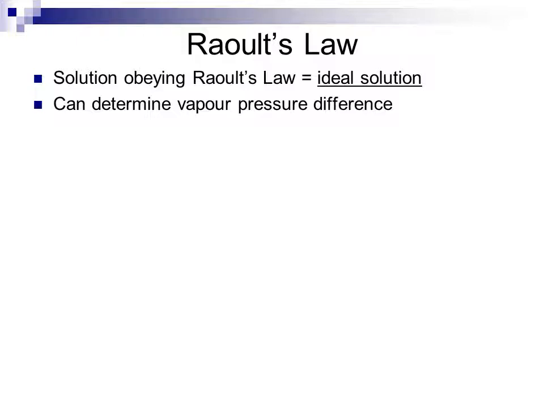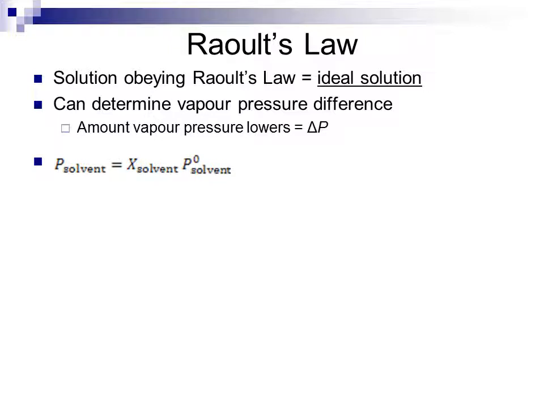We can determine the difference in vapor pressure using Raoult's law if we consider that the amount the vapor pressure lowers is the change in vapor pressure, delta P. So the pressure of solvent is going to be equal to the mole fraction of solvent times the pressure of the solvent in pure solvent. We look at the change then in the pressure of the vapor over the solvent as being equal to the pressure of the vapor over the pure solvent minus the pressure of the vapor over the solution.